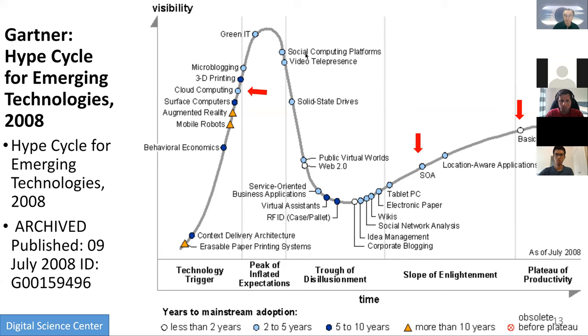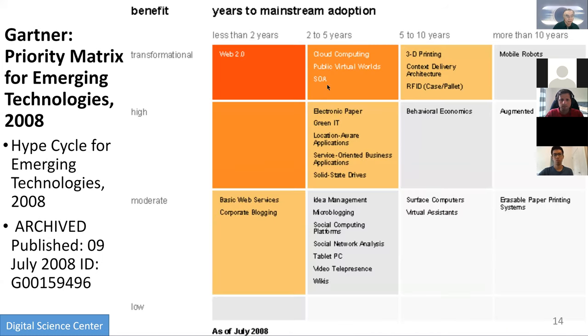Here we have Facebook and things, social computing platforms, 2008. And this had a priority matrix. They did correctly predict that cloud computing was transformational, which it certainly was, and was 2 to 5 years. I think that was about the right time scale as well. A lot of these other ideas, I don't think quite made it, while solid state drives and green IT are important.